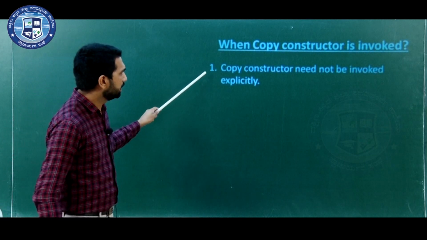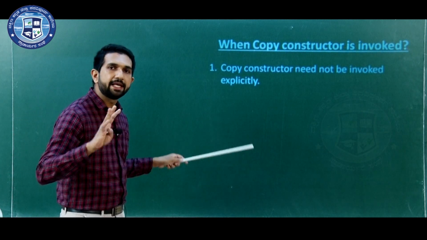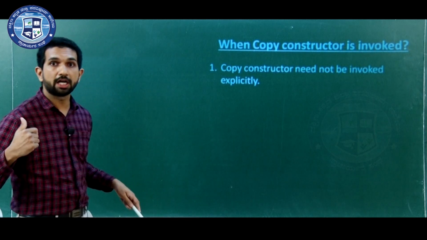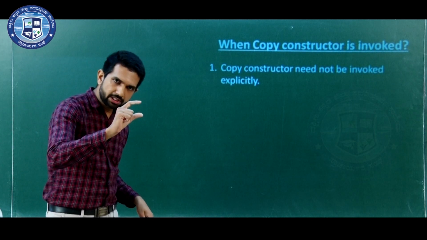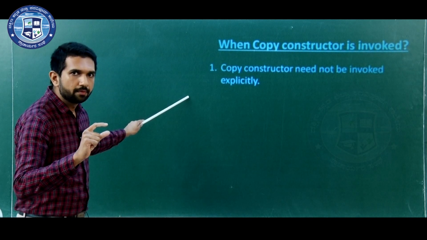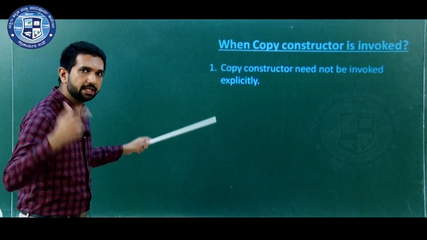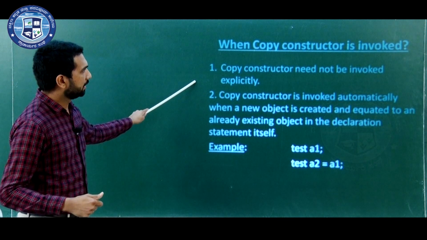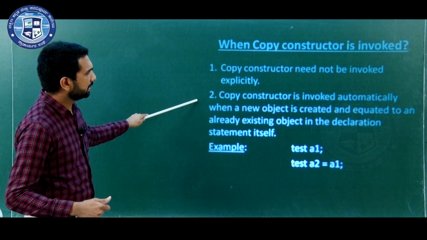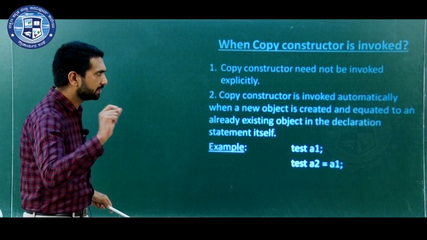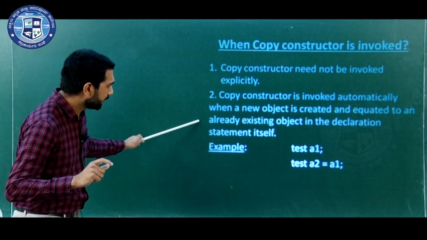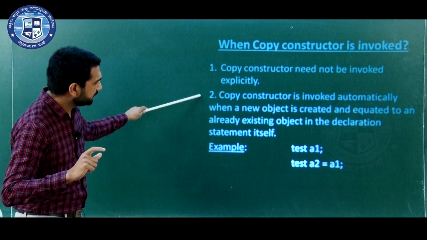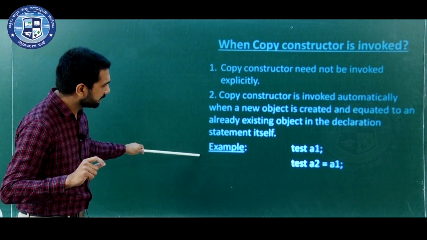First situation: copy constructor need not be invoked explicitly, that means based on the situation copy constructor can be invoked automatically by the compiler. In some situations it will be invoked automatically by the compiler. So, that first situation we will discuss. Copy constructor is invoked automatically when a new object is created and equated or assigned to an already existing object in the declaration statement itself.